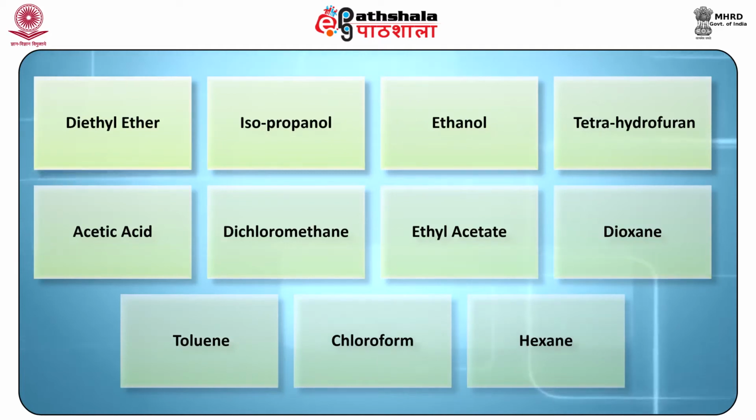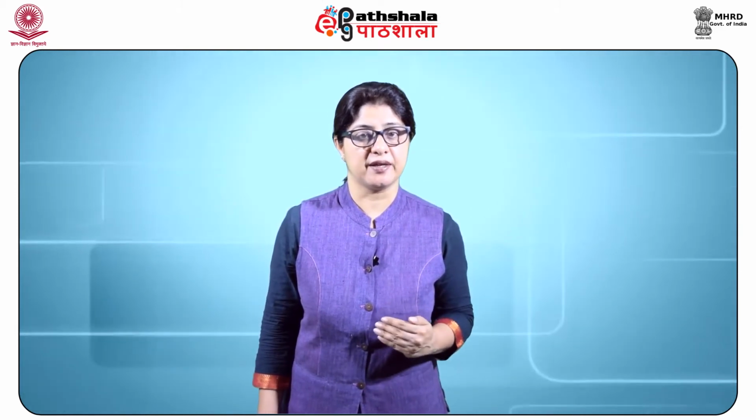In addition, various systematic mobile phase optimization approaches involving solvent classification, selectivity, and the eluotropic series, which is the solvent strength, are used. Solvents like diethyl ether, isopropanol, ethanol, tetrahydrofuran, acetic acid, dichloromethane, ethyl acetate, dioxane, toluene, chloroform, hexane, etc. are commonly used. TLC is usually carried out with the single mobile phase instead of using mobile phase gradient.